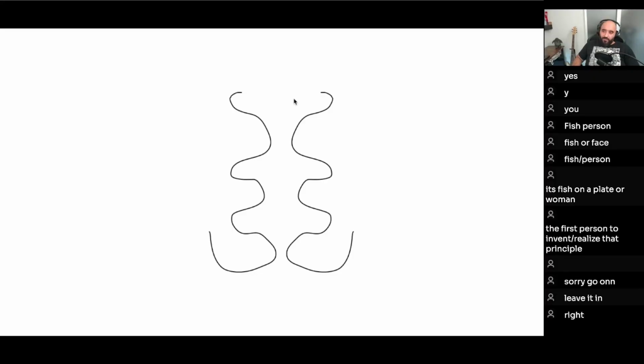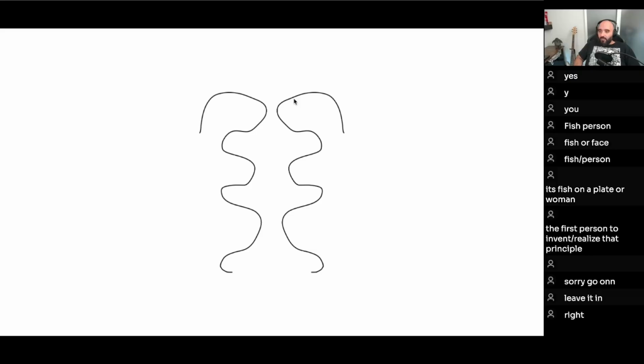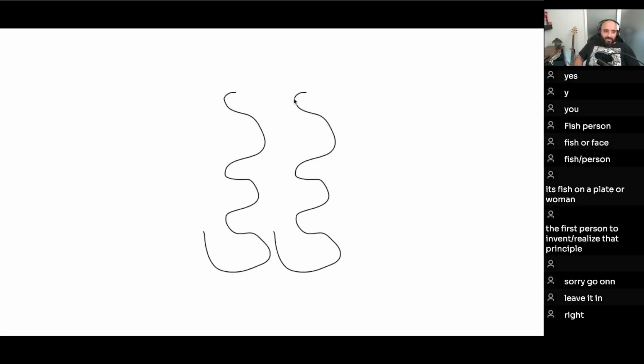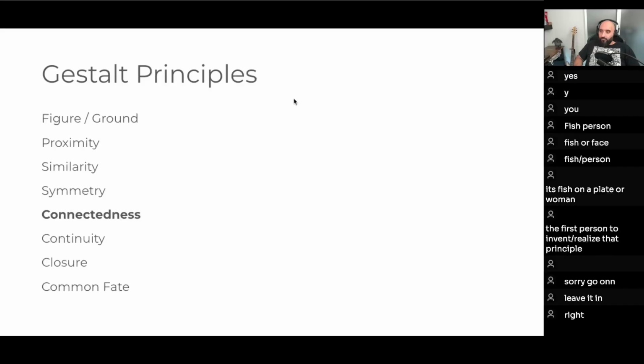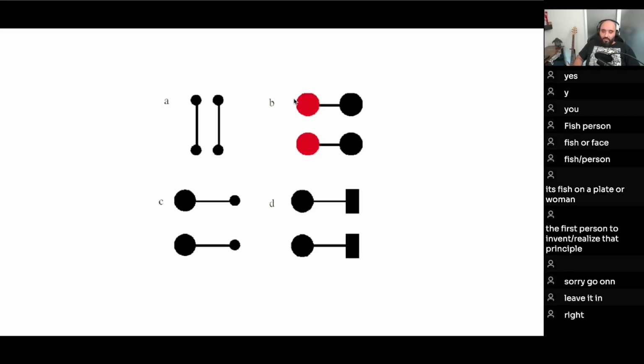So let's look at symmetry. The idea of symmetry is that when you have symmetrical objects, they're going to be seen as a whole. Remember, Gestalt is about how you get groups of objects and see them as a whole, right? You see them as a whole, but then when it's like this, you tend to see them as two separate objects. So symmetry also works.